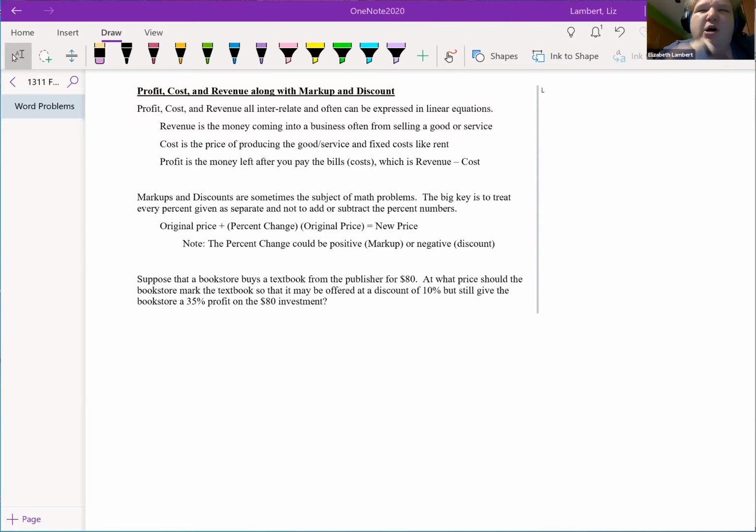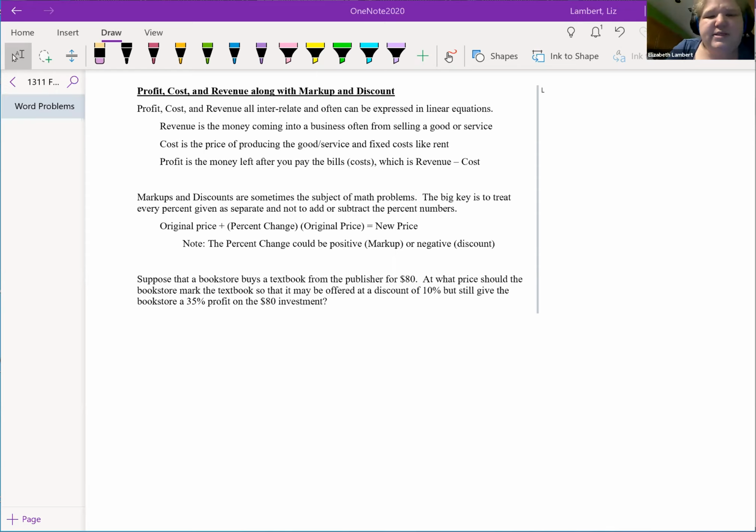So I included the markups and discounts because sometimes Alex will pull these up. I don't totally like the way these questions are usually phrased because there's some ambiguity about which way the markup goes, which can make things confusing. All right. But profit, cost, and revenue, very applicable thing. Like you could totally apply it to a lemonade stand.